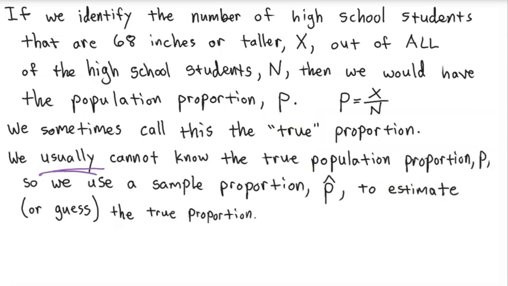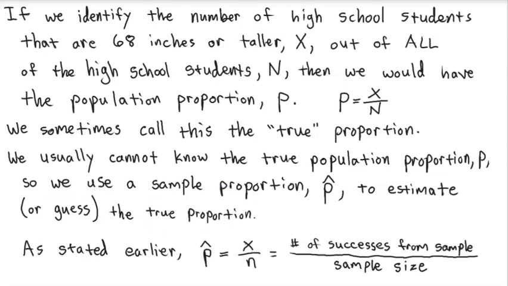Now, usually we cannot know the true proportion P. And so what we usually do is we use a sample proportion P hat to estimate, or to guess, the true proportion. And as stated earlier, P hat, the sample proportion, is equal to x over n, which is the number of successes from the sample divided by the sample size.